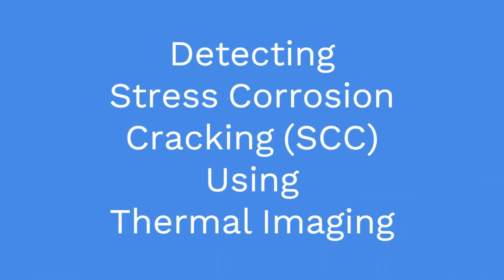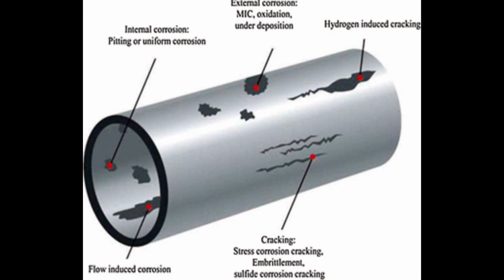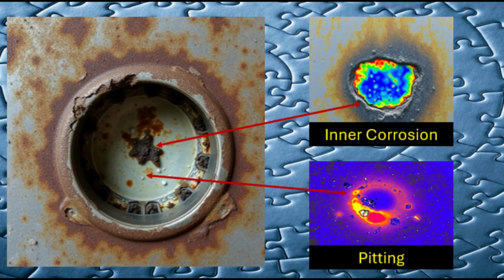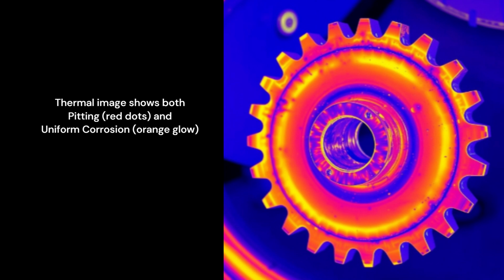Detecting stress corrosion cracking, SCC, using thermal imaging. Thermal imaging is a powerful tool for detecting different types of corrosion, each leaving unique thermal signatures. Let's walk through these types of corrosion and understand how they appear on a thermal image. Starting with internal corrosion, such as pitting and uniform corrosion. Uniform corrosion, which affects a broader area, usually appears as a gradual temperature gradient across the corroded surface, creating a more diffuse thermal pattern.